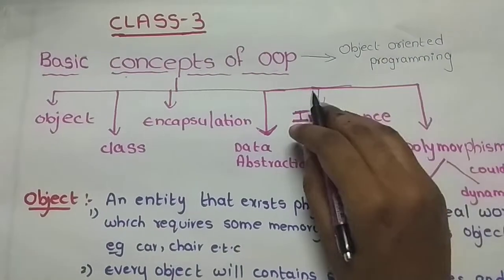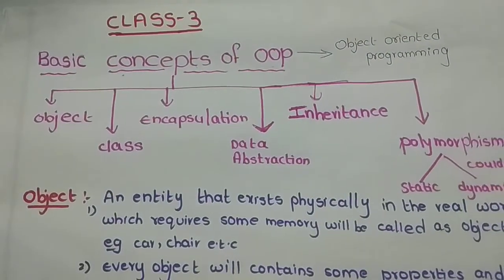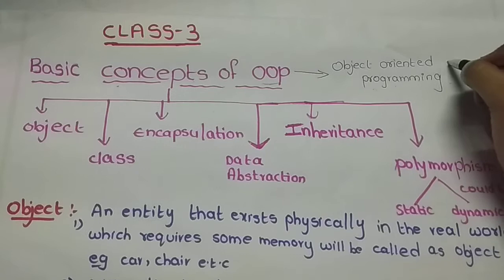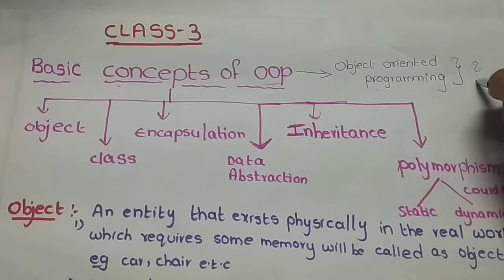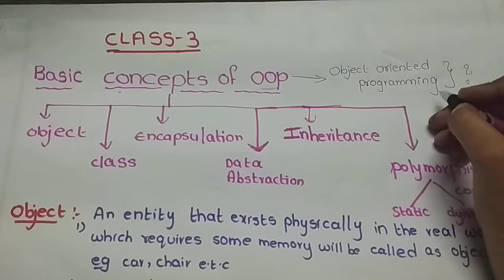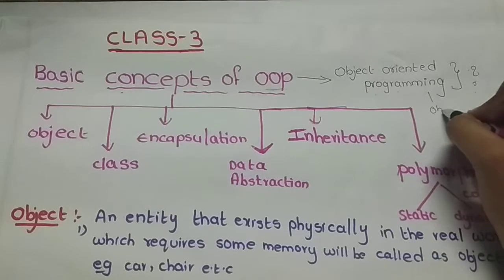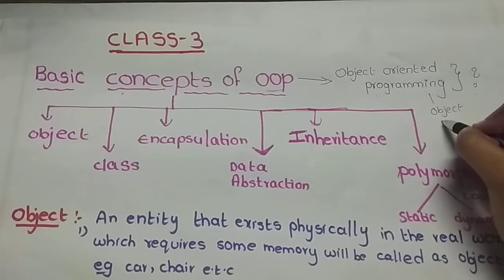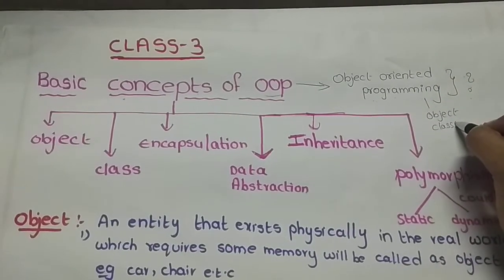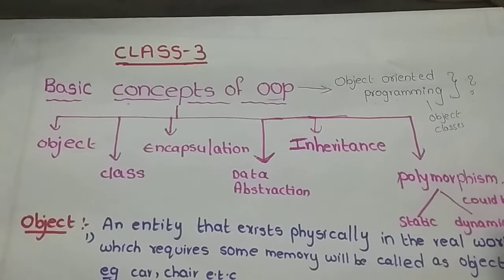In the first tutorial, I said that Java is an object-oriented programming language. What is object-oriented programming? If we develop any web application or any software based on objects and classes, then it is called object-oriented programming.